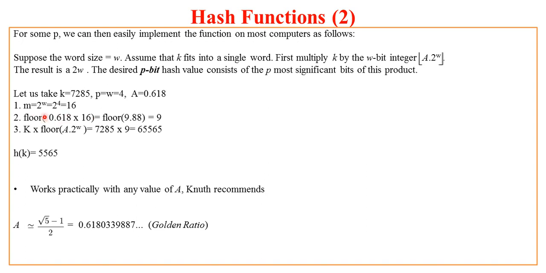Now we take a into 2 raised to power w, or 2 raised to power p, and whatever result we get, we take the floor of that, which is 9. Now we multiply k with the result of this floor, so that will be 7285 into 9, and we get 65565. Taking the appropriate p most significant bits, we get 5565 as the address.